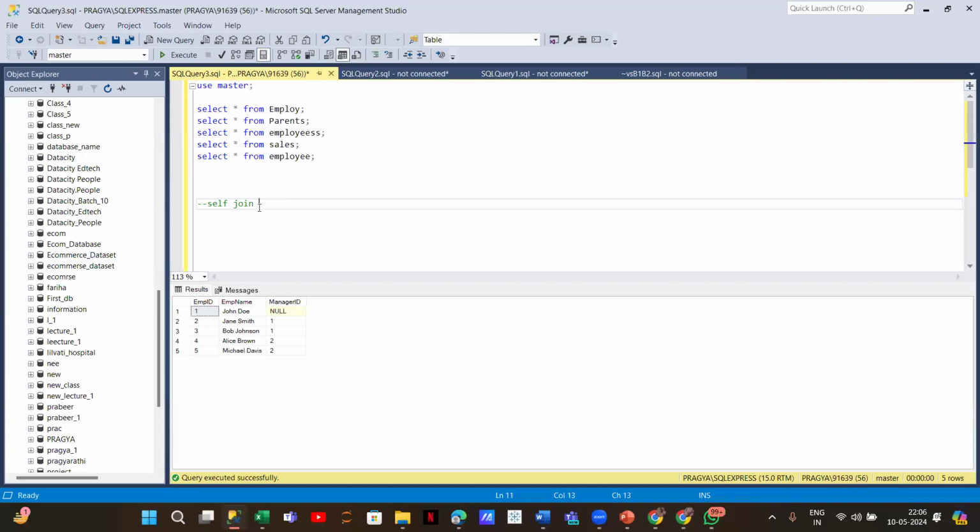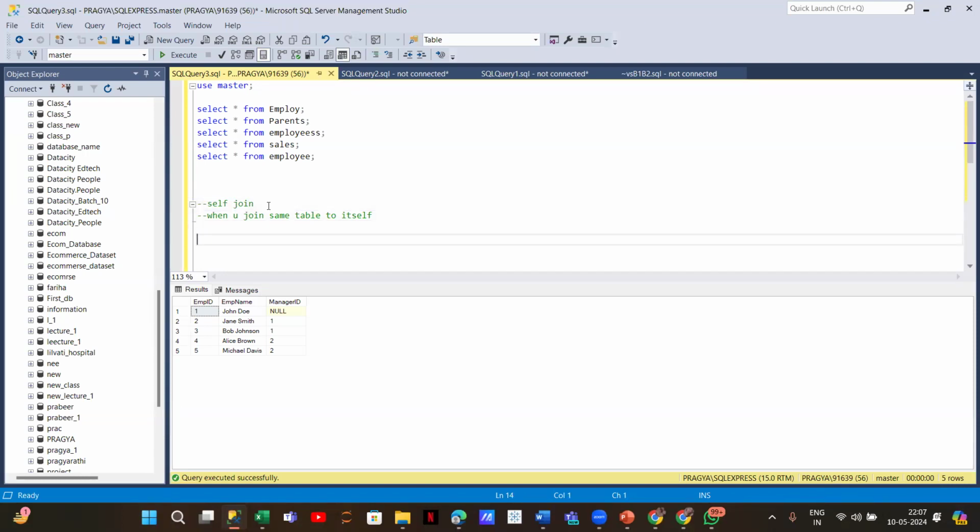So what is self-join? What do you think self-join is? Yeah. So when you join the same table to itself, that is what self-join is.